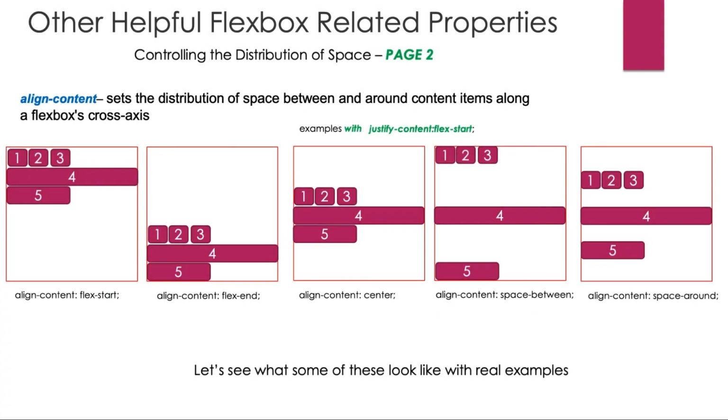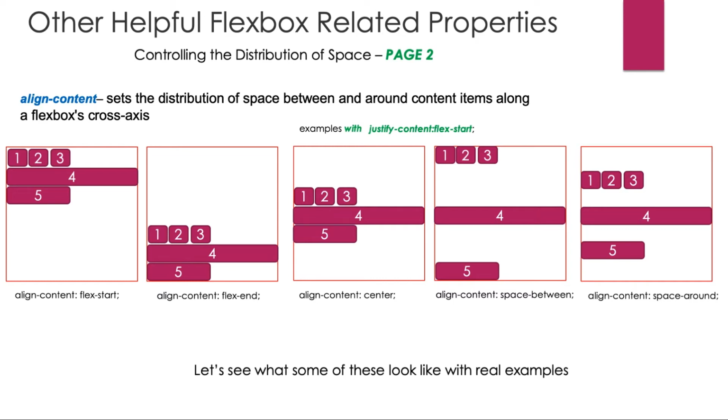And sticking with the themes of controlling the distribution of space, we have align-content. This sets the distribution of space between and around content items along a Flexbox's cross axis. And think of it this way, and I'm showing it here.